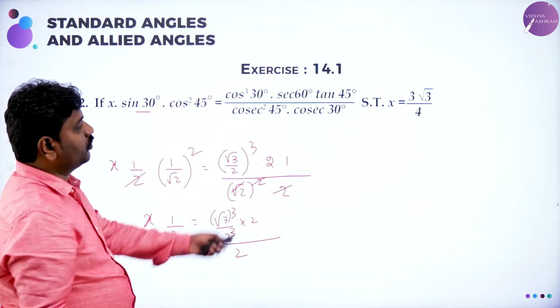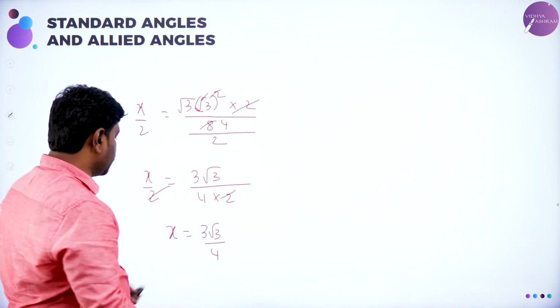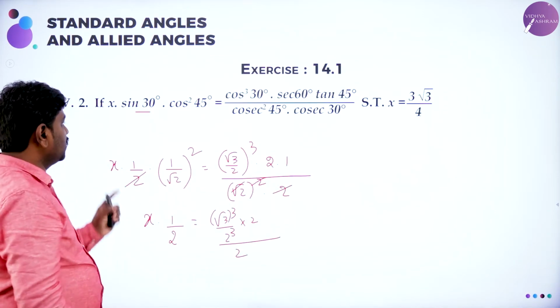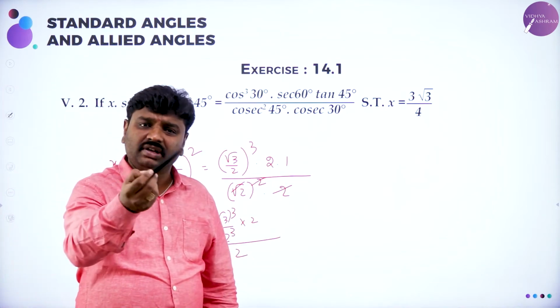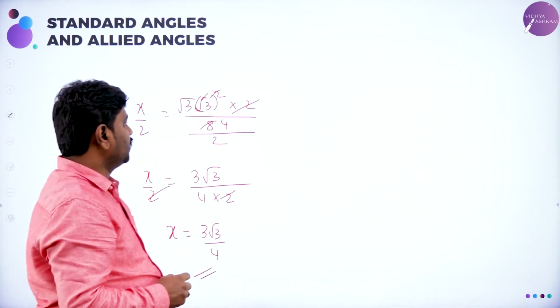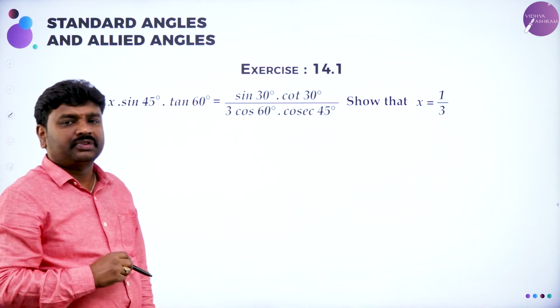And what we need to prove? We need to prove the same, 3 root 3 by 4. We got the answer. So simple. Put the values of standard angles and you will get the answer. Next, okay, we'll do problem 3 now.